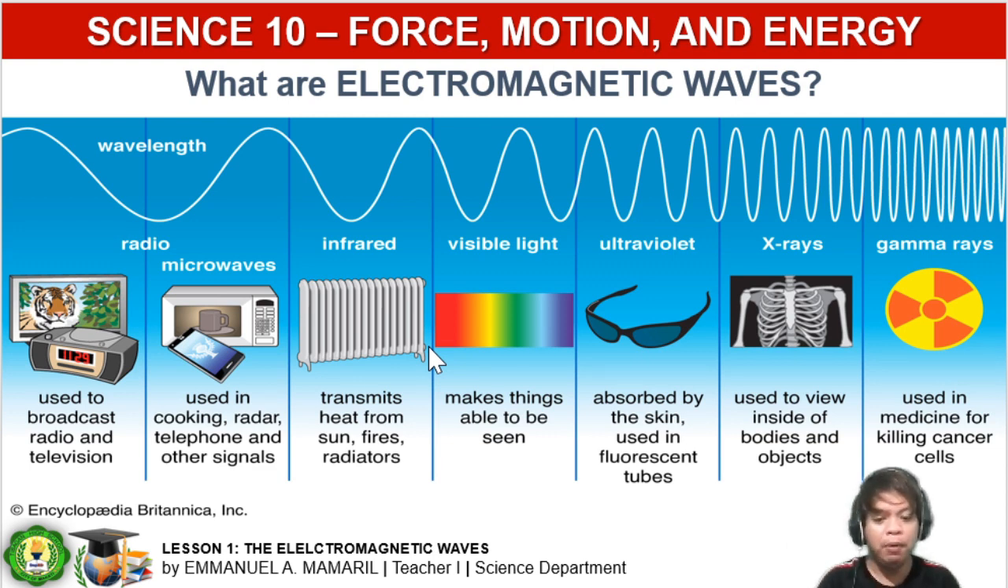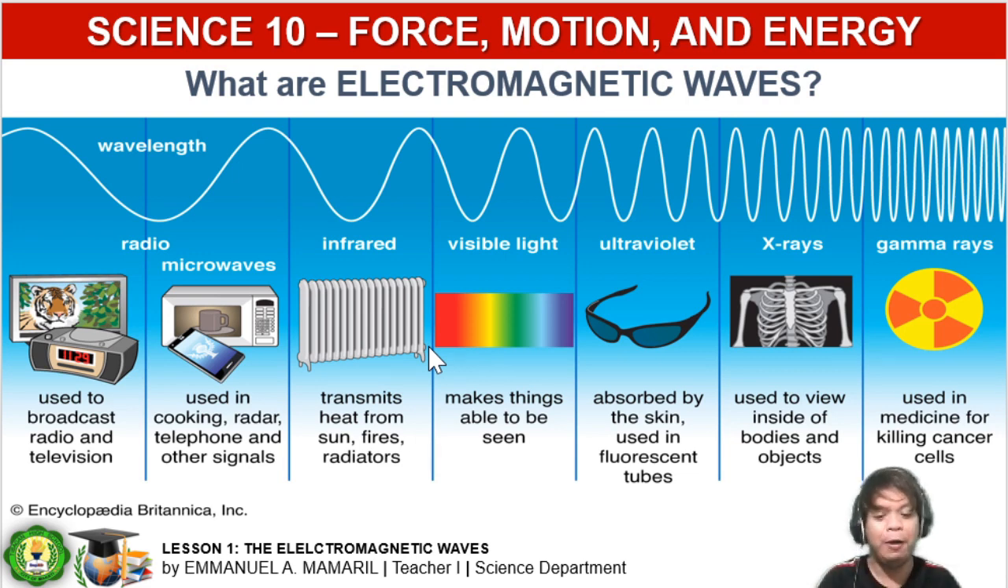Okay? Now, visible light, we can also call it white light. So, this visible light, its color is really white. But this white light has different colors. It is made up of different colors. If you remember, we have what we call the Roy-G-Biv, no? Or the colors of the rainbow.